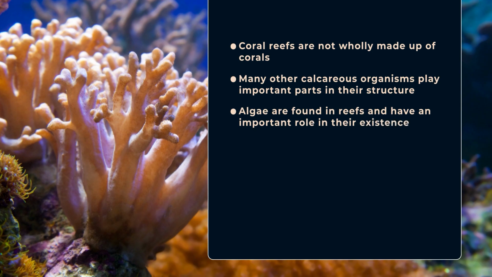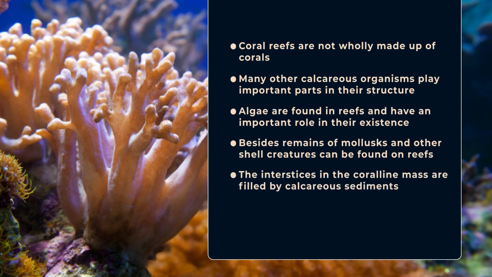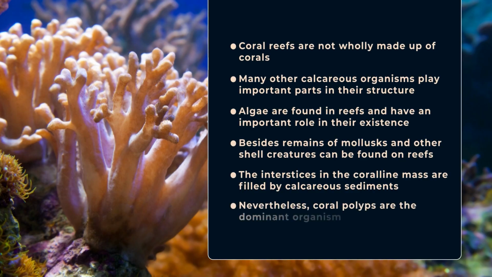Algae are found in reefs and have an important role in their existence. Besides, remains of mollusks and other shell creatures can be found on reefs. The interstices, or the spaces between the coralline masses, are filled by calcareous sediments. So, they form one chunky matter which is called a reef. Nevertheless, coral polyps are the dominant organism.